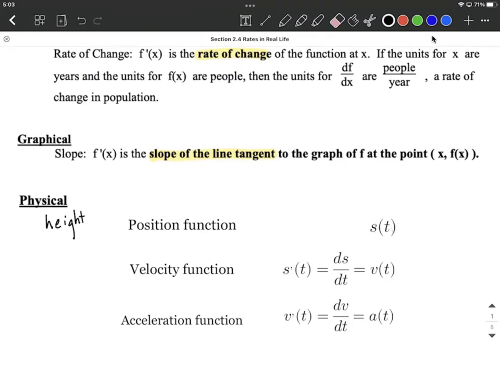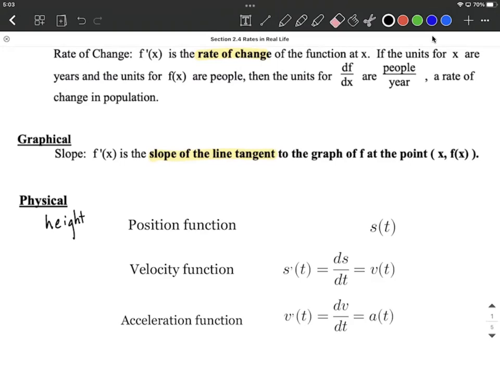But if we take the derivative of that and find s prime of t, the derivative of s, in Leibniz notation, that would be ds dt. So taking the derivative of the position function and comparing it to time, we call that velocity, v of t. So ds dt is a change in the height compared to the change in time.